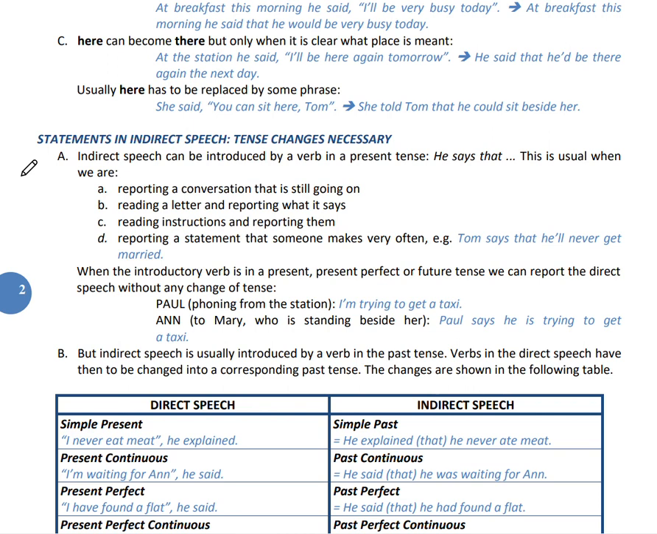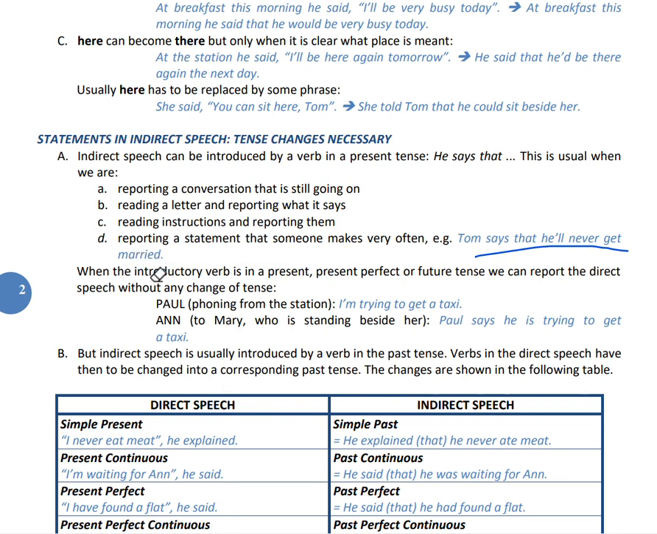Let's look at it. Reporting a conversation that is still going on. Reading a letter and reporting what it says. Reading instructions and reporting them. Reporting a statement that someone makes very often. Example: Tom says that he'll never get married. So Tom says that he will never get married, reporting a statement that someone makes very often, he says all the time. Okay, great.